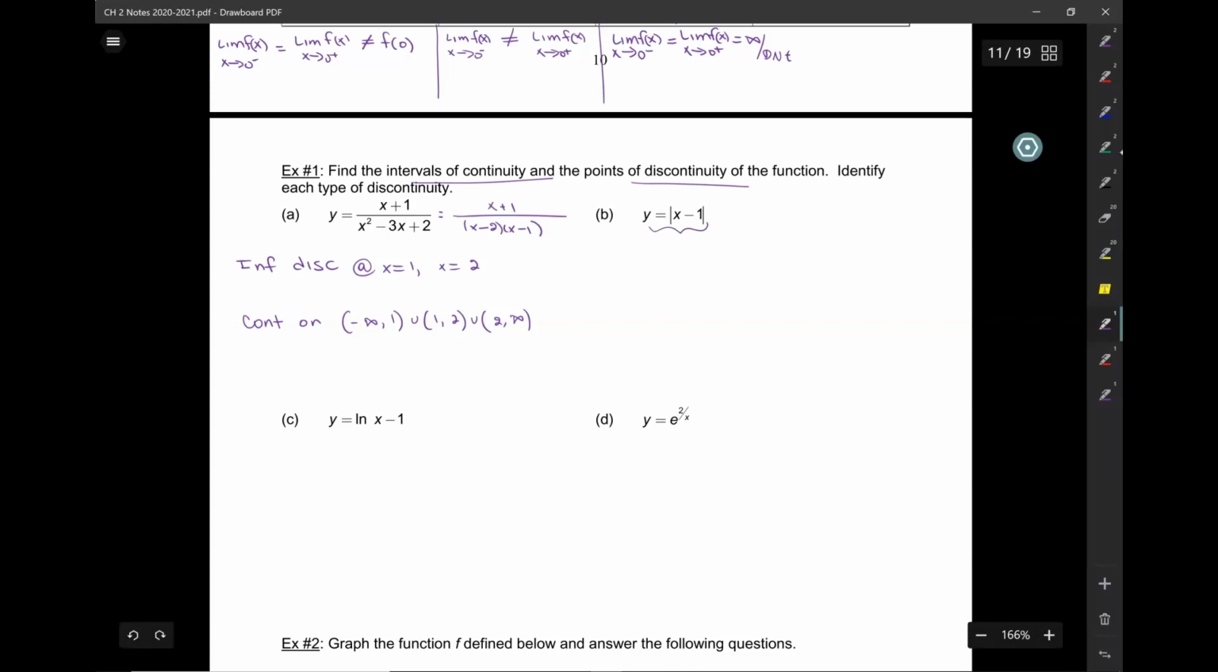Okay, for this next one, that's an absolute value function, and you're just expected to know how that looks and where the vertex is. In this case, it's here. That is a continuous function.